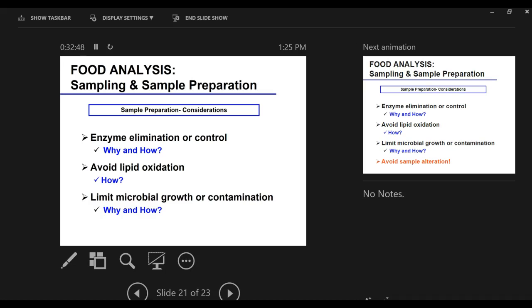Limit microbial growth. Why do we want to limit microbial growth? Adele? Yes, spoilage, but what would spoilage do? It changes the composition. Your microbes are going to ferment and eat up some of your constituents. You don't want that. They change the pH, change the sugar into acids. It's going to just mess things up for you.